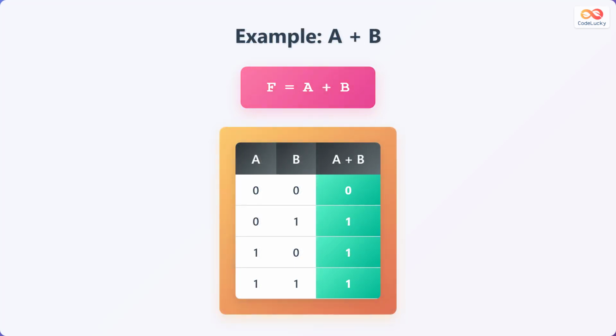Now let's consider the OR expression f equals A or B, or f equals A plus B. The table includes columns for A, B, and the output A or B. When A is 0 and B is 0, A or B is 0. When A is 0 and B is 1, A or B is 1. When A is 1 and B is 0, A or B is 1. When A is 1 and B is 1, A or B is 1. With the OR operator, the output is 1 if at least one of the inputs is 1.